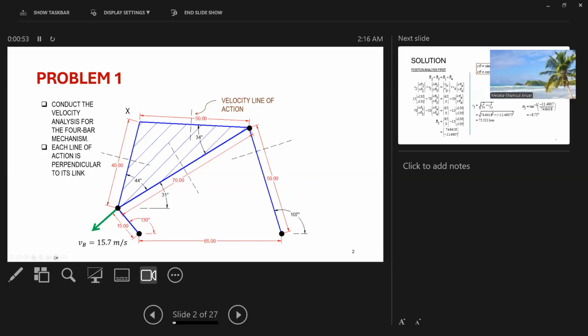In this case, the unknowns will be theta 3 and also theta 4. So in the position analysis, you will solve for these. Okay, so in this case, this is already given, so it should make your life easier.